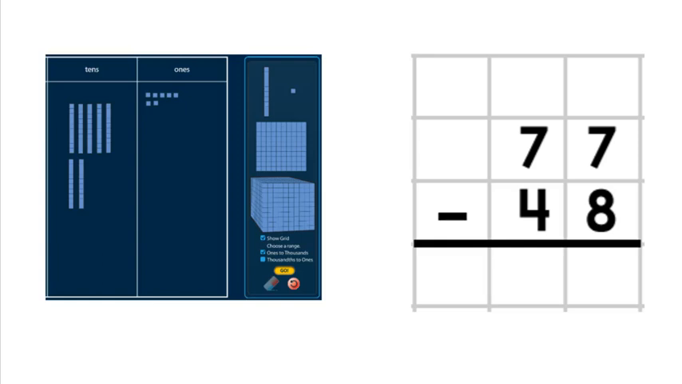Let's do another one. 77 minus 48. With my place value blocks, I show 7 tens, 7 ones. I line it up on grid paper, and I start with my ones. 7 minus 8. Now, there is more on the floor, so I have to go next door and borrow one.